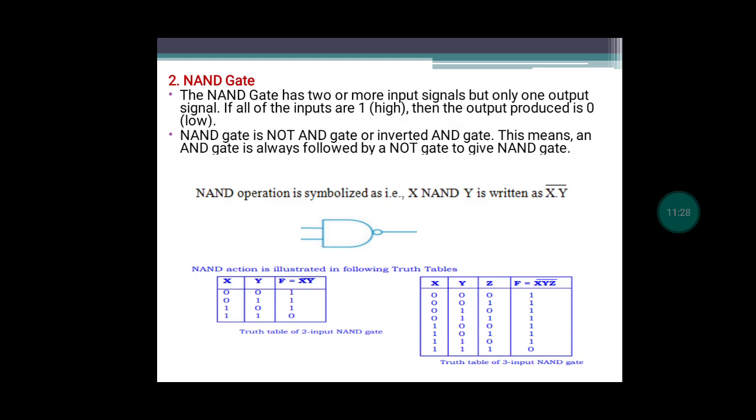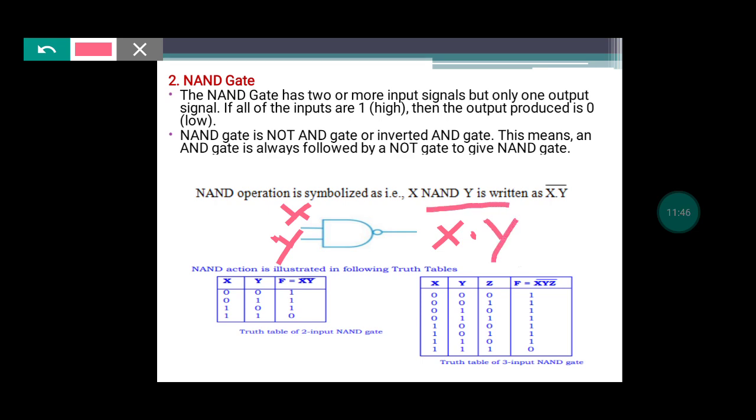Now see the truth table. So here X and Y are the inputs. So this is X, and this is Y. So what will be the output? Output will be X logical multiplication Y. Means what? This will be the AND gate. If I put here a complement or a bar, then it will become what? It will become a NAND gate.